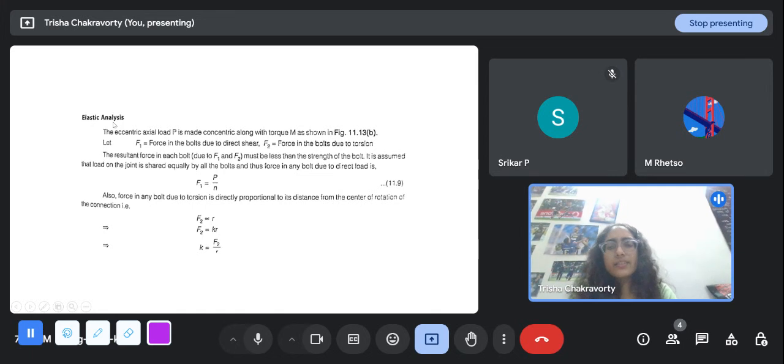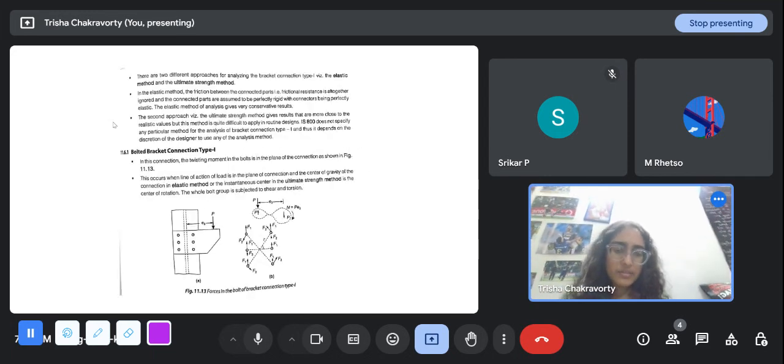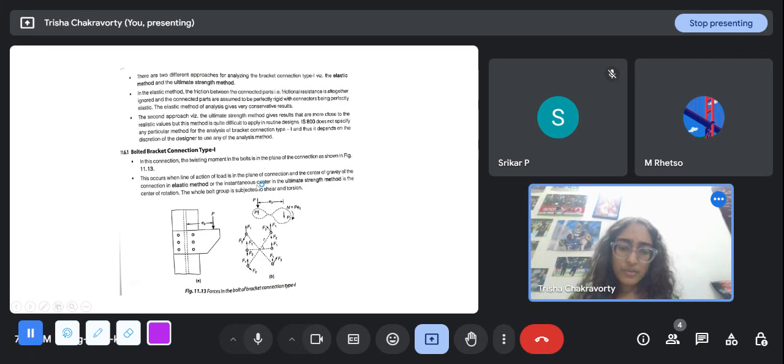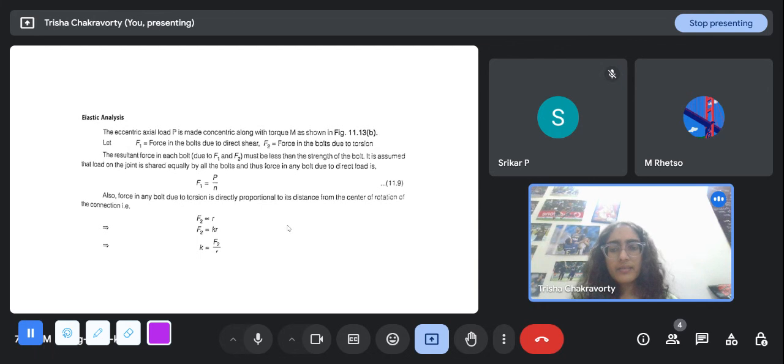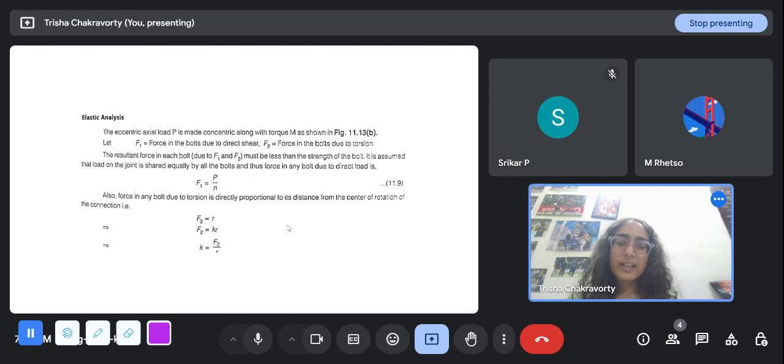Elastic analysis: the eccentric axial load P is made concentric along with the torque M. So you shift the P to make it concentric with the center of gravity, and you additionally include the torque, that is P into e0, where e0 is the eccentricity. Let F1 be the force in the bolts due to direct shear, and F2 the force in the bolts due to torsion. We split the two. The resultant force in each bolt must be less than the strength of the bolt. It is assumed that the load on the joint is shared equally by all the bolts, and thus the force in any bolt due to direct shear is P by N.